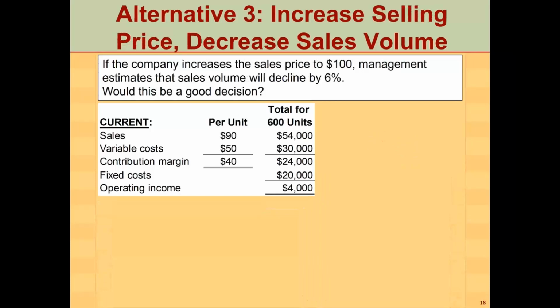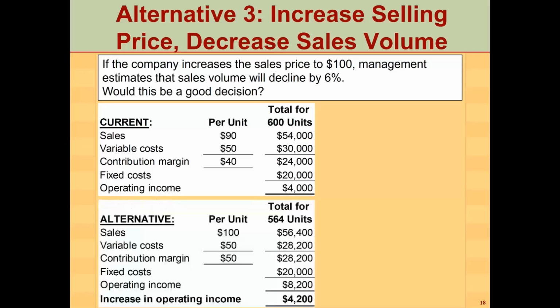One more, alternative 3. Increase the selling price and decrease the sales volume. So price goes up, the customers are not going to want to buy as many of our shoes, but maybe I'm better, maybe I'm not. If the sales price increases to $100, management estimates that 6% fewer units are going to be sold. So again, there's your status quo. Pause the video and see if you can put the CVP income statement together with the new sales price and the new volume. Once I do that, the units are going to be 564.